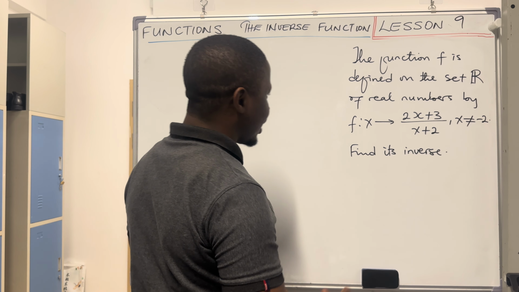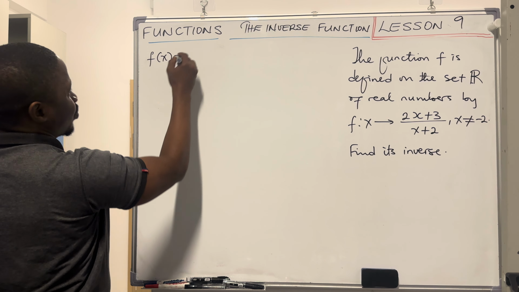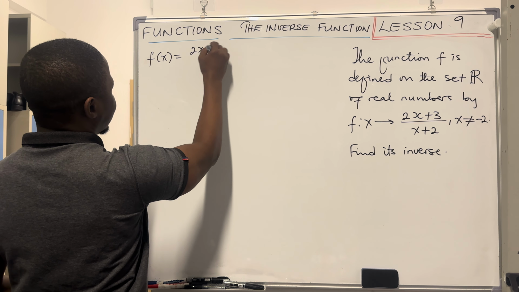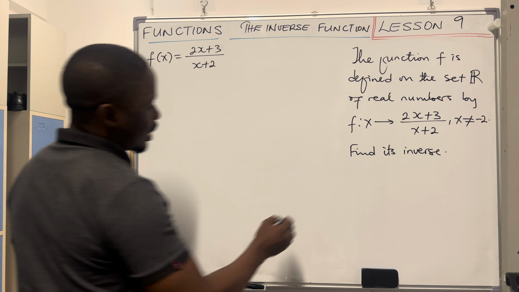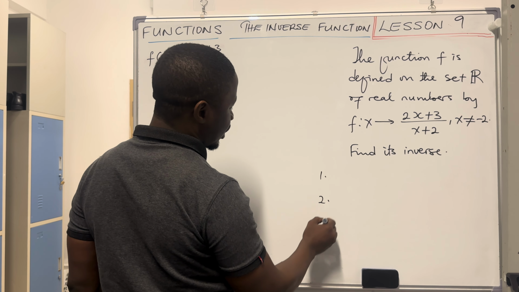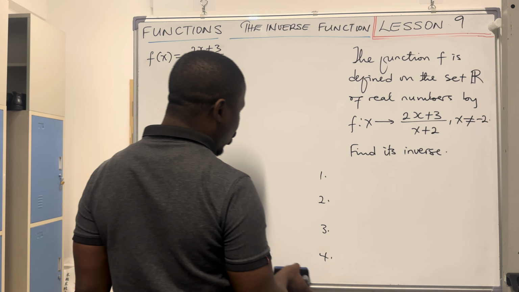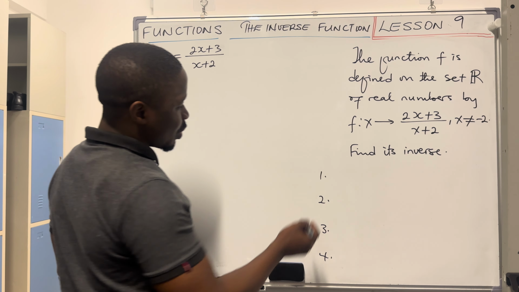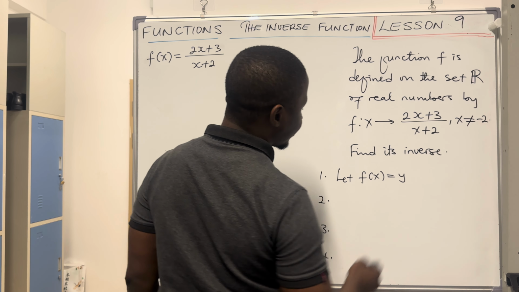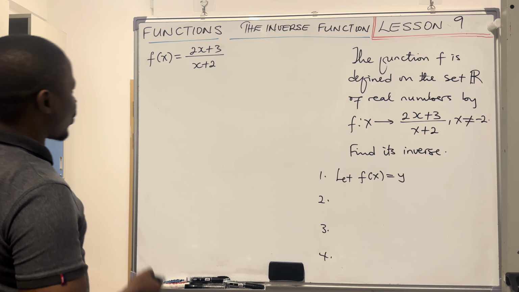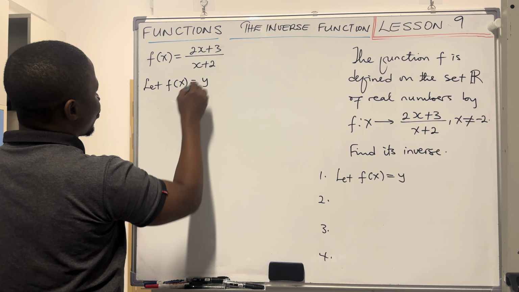So we want to find its inverse. First of all, let us rewrite the function this way as 2x plus 3 over x plus 2. These are the steps we consider in finding the inverse of a function. Step 1: let f of x equal to y.